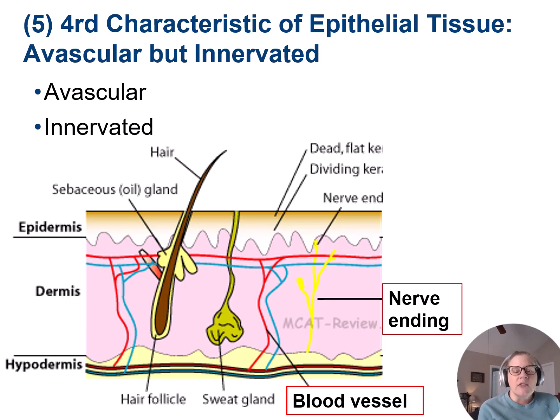What you can see is that the blood vessels are exclusively in the dermis. They do not go up into the epidermal layer. However, you find nerve endings in both the dermis and in the epidermis. So when I'm trying to explain this concept that the epidermis is avascular but innervated, I'll generally ask students to think about a time when they've had a paper cut.